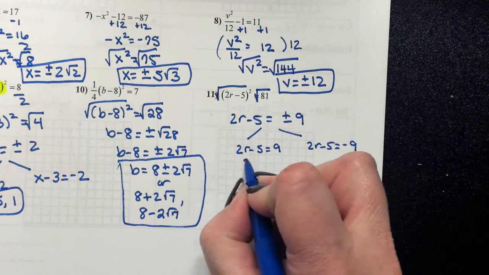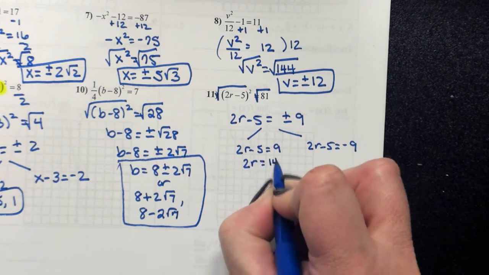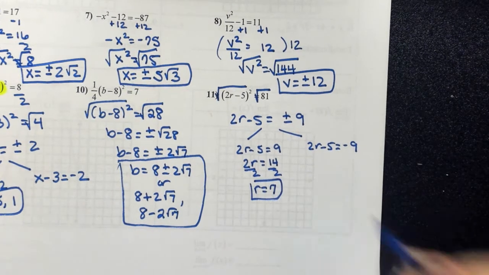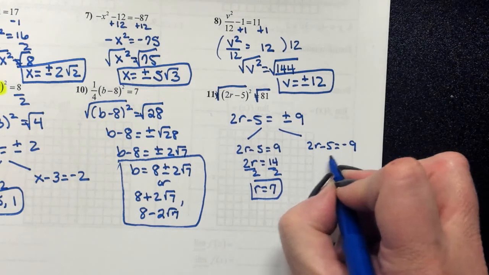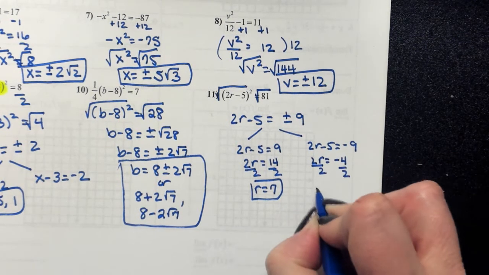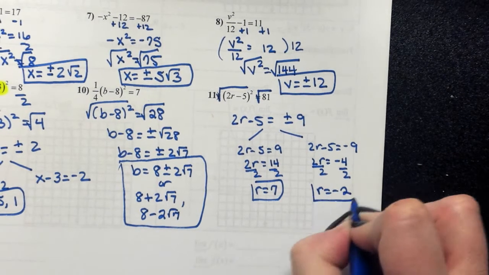So when I add 5 to 9, that's going to give me 14. And when I divide by 2, r is equal to 7. Add 5 to negative 9, so 2r is equal to negative 4. Divide by 2, r is equal to negative 2.